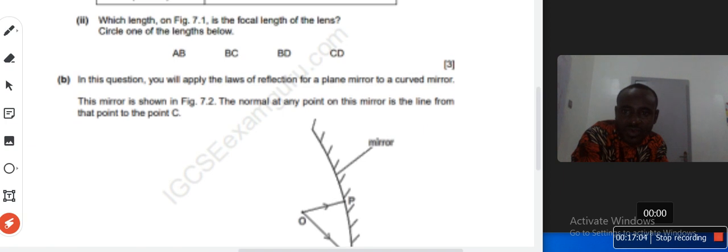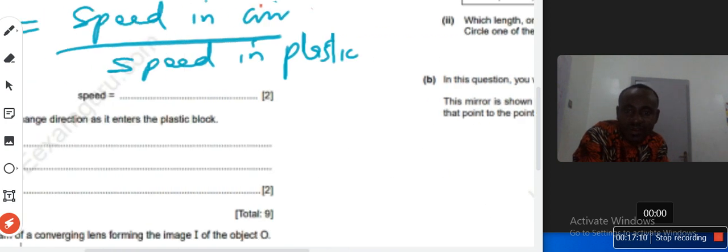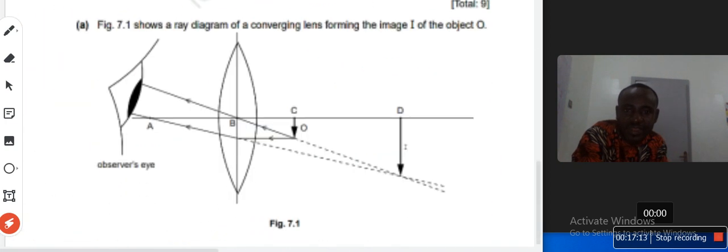Which length on the figure is the focal length of the lens? Circle 1. Remember, the focal length is the distance from the geometrical center to the principal focus, where parallel rays pass through. A is the principal focus and C is the geometrical center. So the distance from the principal focus to the geometrical center is the focal length. So it's A to B.